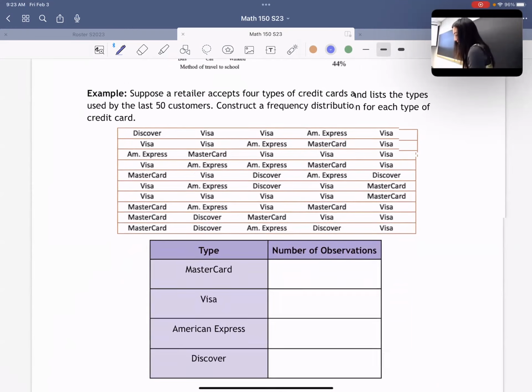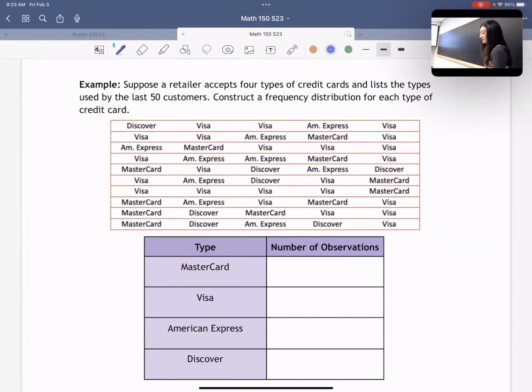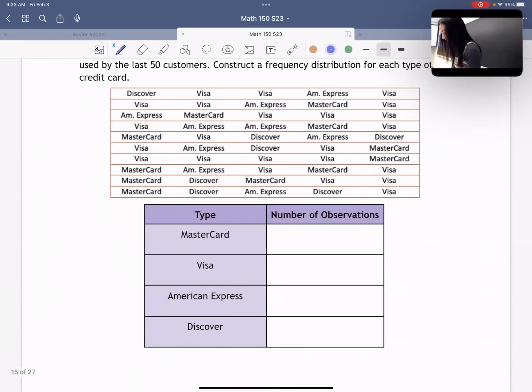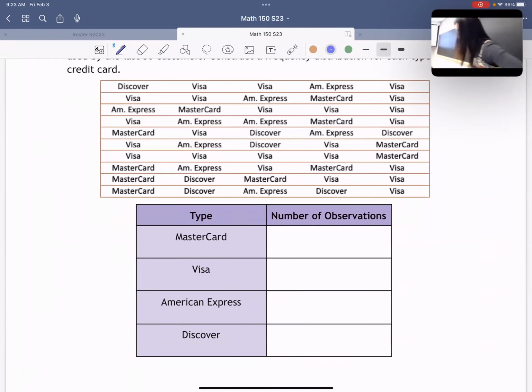Let's say we have a retailer. They accept 4 types of credit cards. We have all the data up here. And before we come up with a bar graph or a pie chart or something like that, what I like to do is create a frequency distribution. You've probably heard this as a tally chart, right? To represent, well, how many of each type are here?